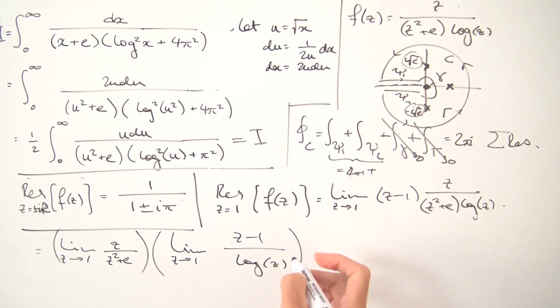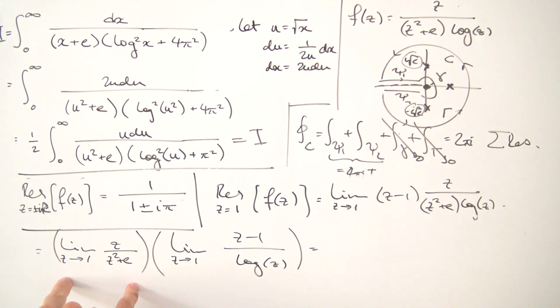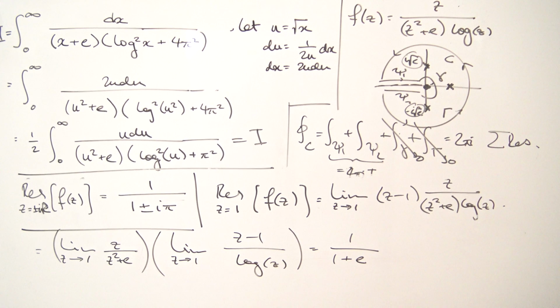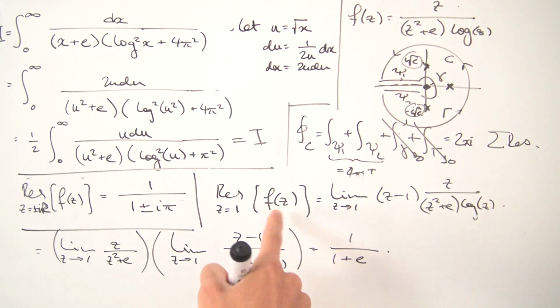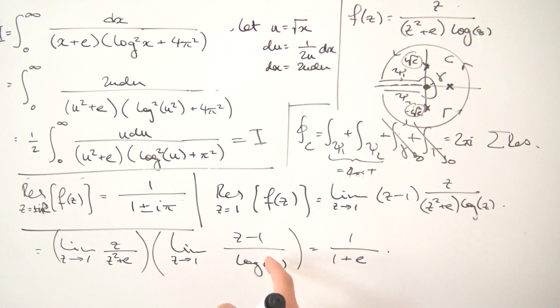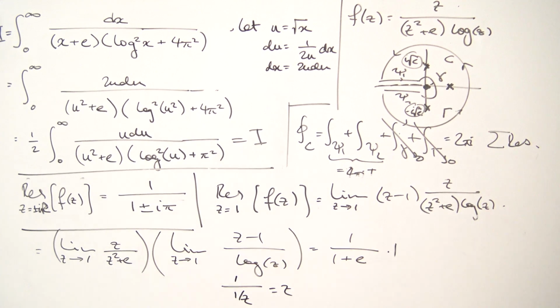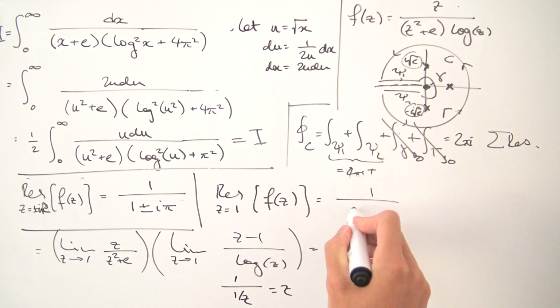But this we can use L'Hopital's rule, as I said before. So this first limit, that should approach 1 over 1 plus e. And as for the second limit, if you differentiate the top, you're going to get 1. If you differentiate the bottom, you're going to get 1 over z. So overall, you're taking the limit as z approaches 1 of 1 over z, which is just equal to z. So really, this is going to be 1. So the residue at z equals 1 is just going to be 1 over 1 plus e. So let's write that down over here. So we're just going to get 1 over 1 plus e.